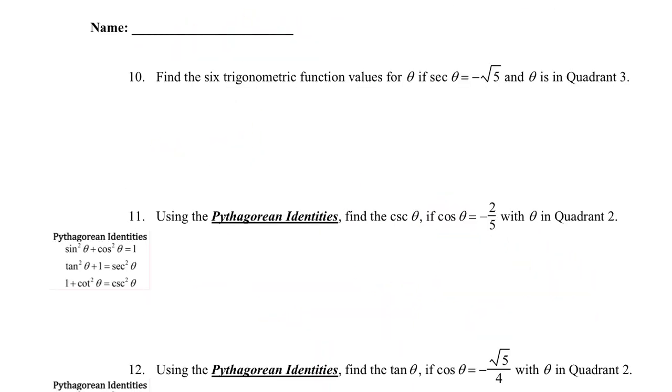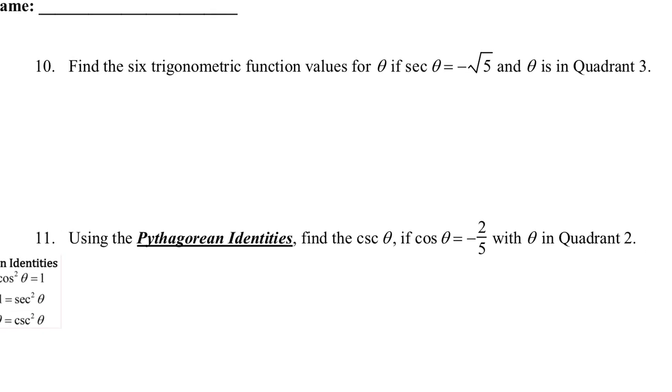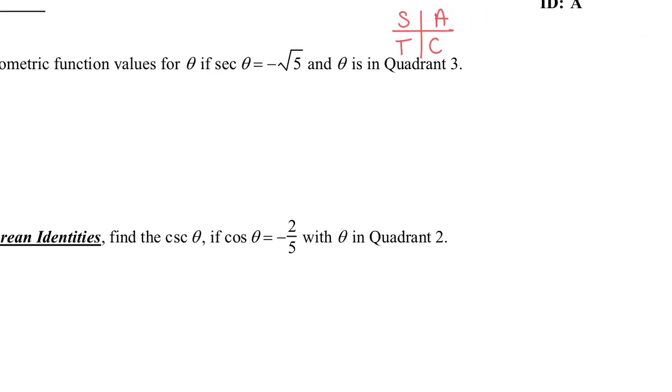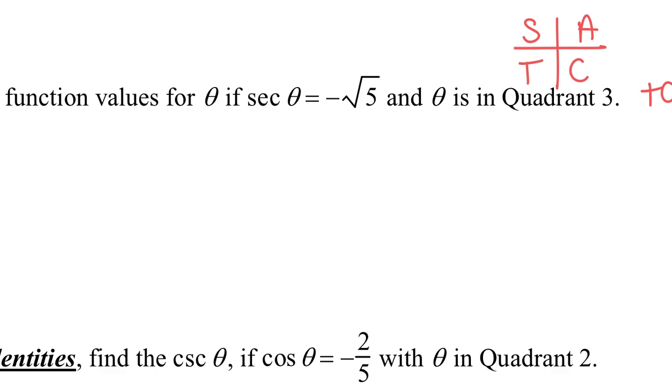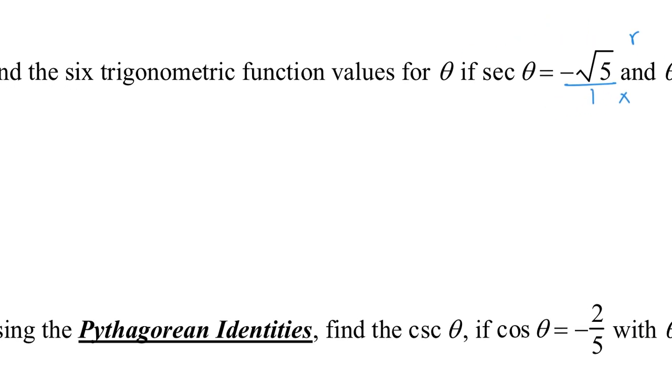All right, looking at number 10. Now I'm looking at quadrant 3. Quadrant 3, all students take calculus, that means I could only have tan and cotan that are positive. If I'm looking at secant, I'm going to change this to put it over 1, and this is going to be r over x. I have to solve for my y. So labeling, x is 1, y I'm finding, r is negative square root 5.